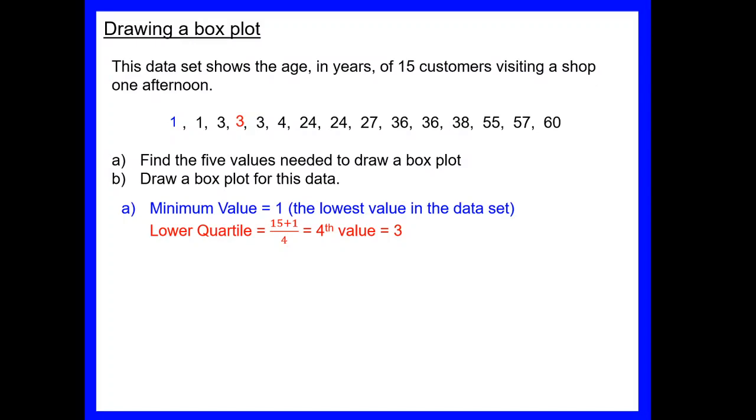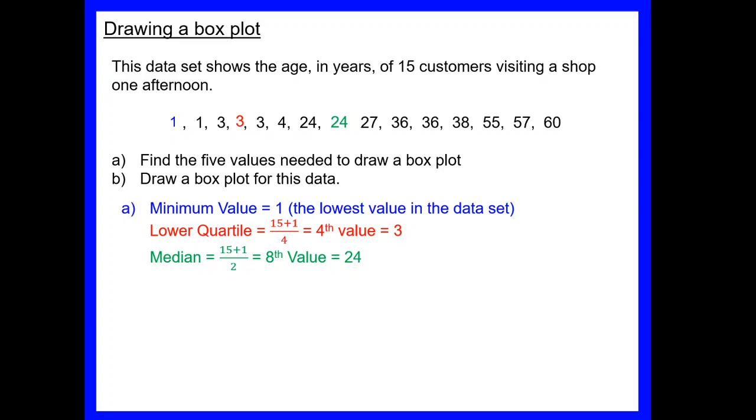We're now going to find the median. So the median we find in a very similar way. We're going to have the number of people in the group 15 plus 1, but we're going to divide it by 2 this time. So that's the 8th value along the list. 1, 2, 3, 4, 5, 6, 7, 8 gives us the value of 24.